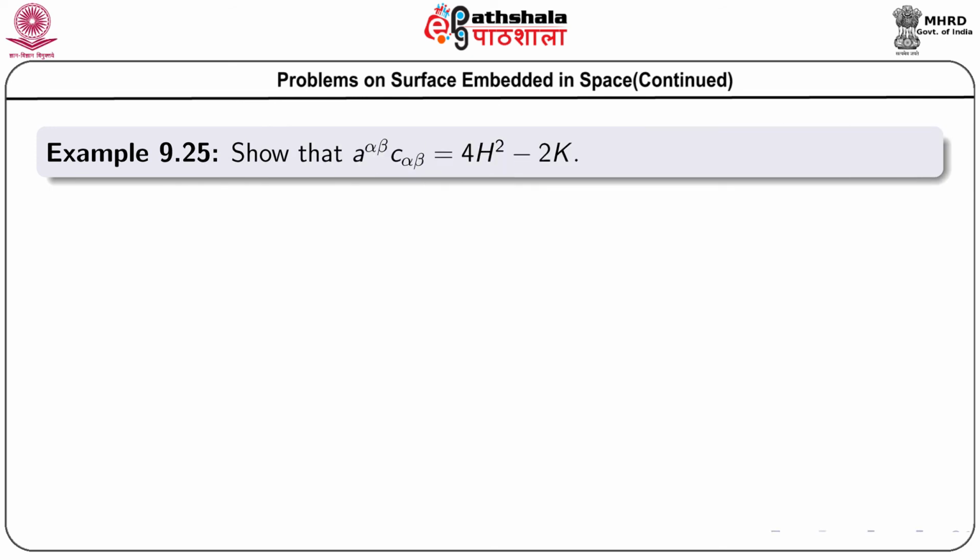Now, this is an example where we have seen that the inner product of A upper alpha beta, that means the reciprocal tensor of A alpha beta, the first fundamental form, and C alpha beta is equal to 4 h square minus 2 k. So, A alpha beta C alpha beta is equal to 4 h square minus 2 k. We shall prove this one.